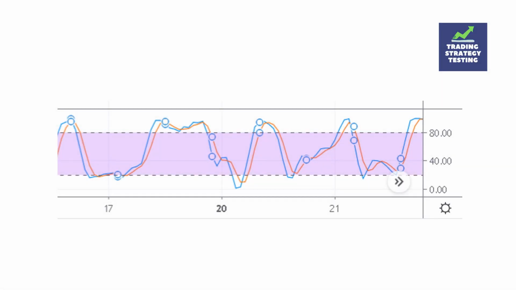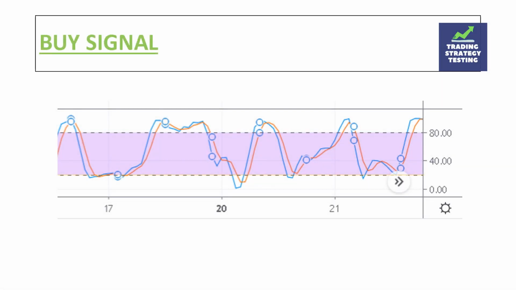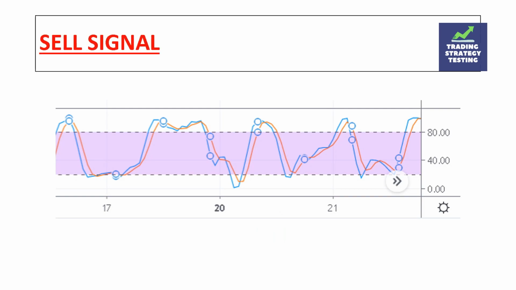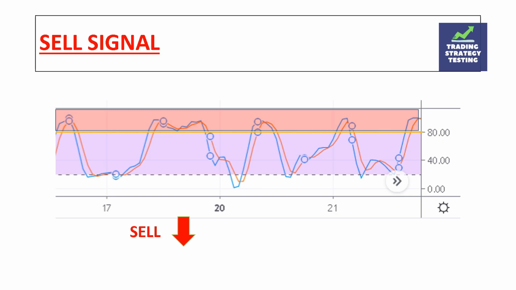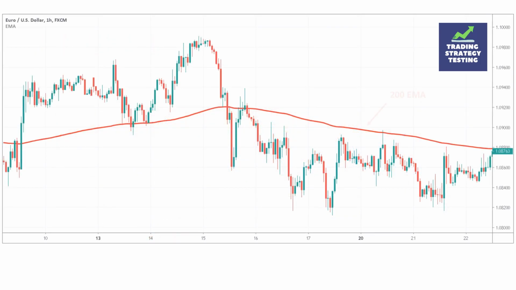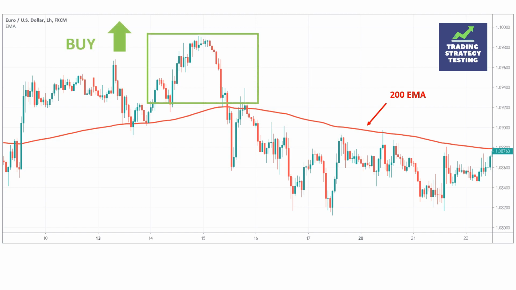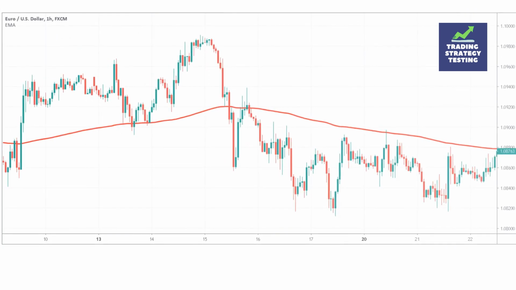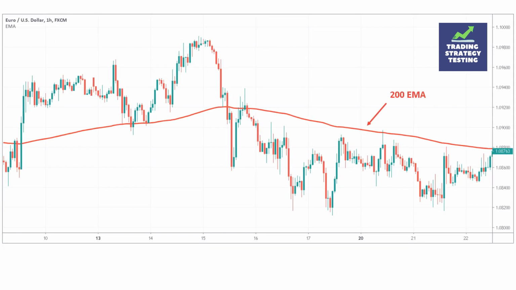The Stochastic RSI trading strategy is simple. When the crossover occurs below the 20% level, we will only consider buying. On the other hand, when the crossover happens above the 80% line of the Stochastic RSI indicator, we will only look for sell opportunities. We will also use the 200 exponential moving average. When the price is above the 200 EMA, we will only look for buy opportunities. On the other hand, when the price is below the 200 EMA, that means that we are on a downtrend, so we will only consider the sell orders. Let's look at some examples.